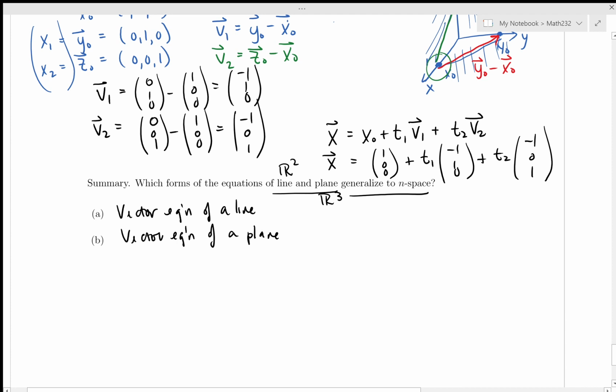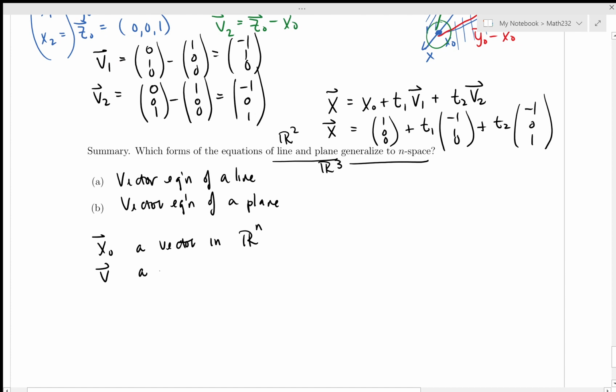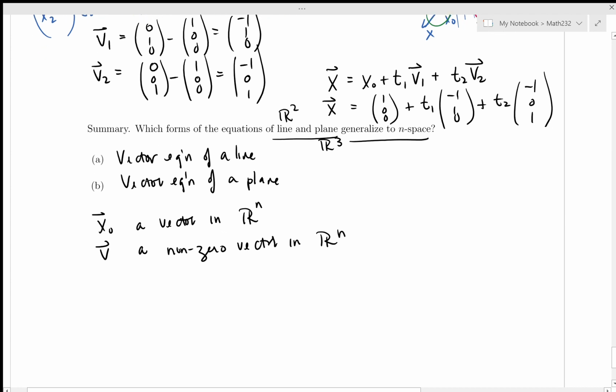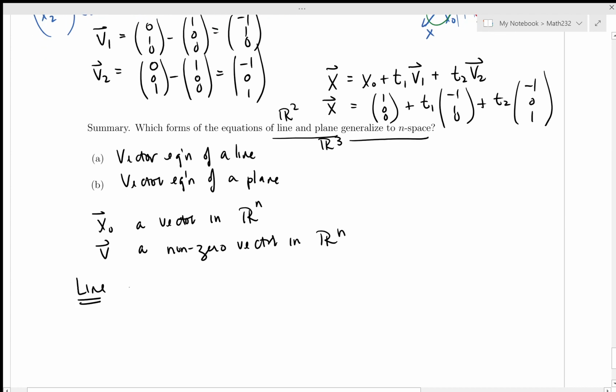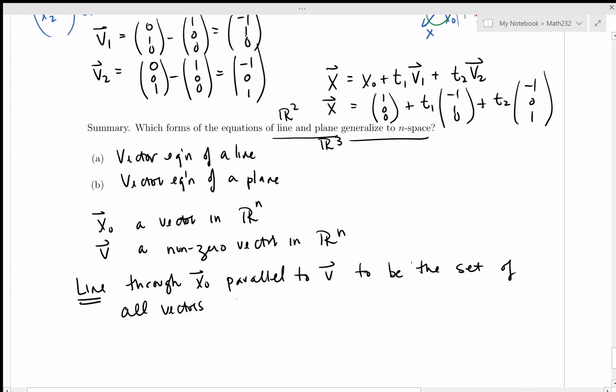What we do is take x naught, which is a vector in Rn. So it's not in 2 or 3 dimensions now, it's in n space. We take v, a non-zero vector in Rn, and we define the line through x naught parallel to v to be the set of all vectors x equal to x naught plus tv, and t is allowed to go from minus infinity to infinity.